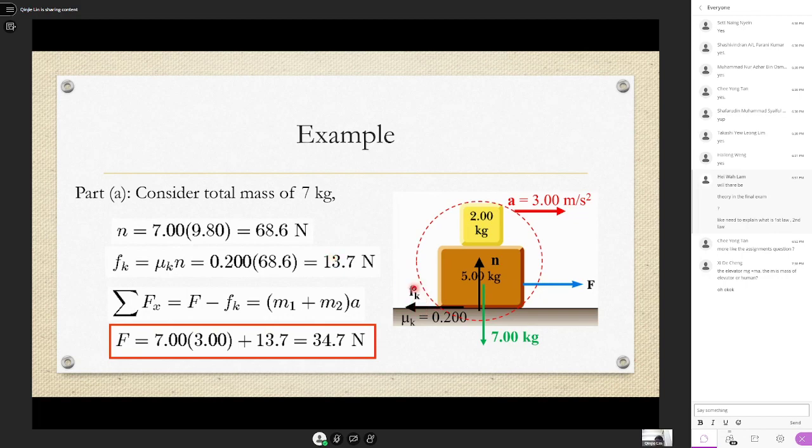Now that we know what Fk is, we will look at the horizontal direction because we want to find F. So you'll take the summation of forces in the horizontal direction, summation of Fx. There is only F pointing to the right, and then minus Fk, pointing opposite, that's one minus. Then this must equal ma, right? So the whole m that we are talking about, the mass of the entire thing, is m1 plus m2. Then this a is the acceleration that we require, which is 3. When you write out this equation, you realize F is the only unknown, which is what we want to solve. Okay, so we need to have a force of 34.7 newtons. If we pull this whole thing with a force of 34.7 newtons, this whole object here will accelerate to the right at 3 meters per second squared.